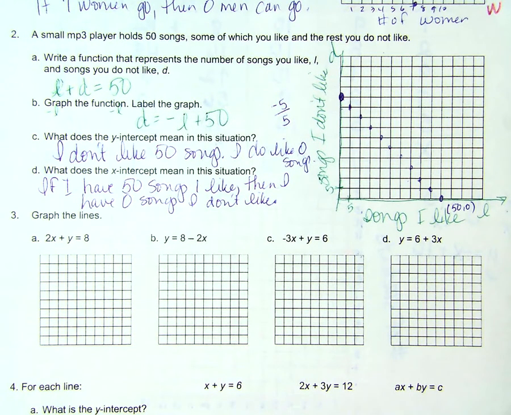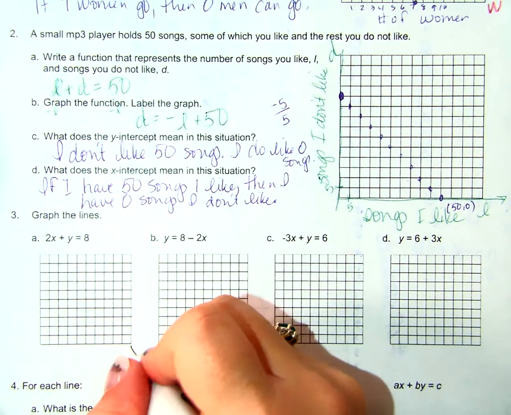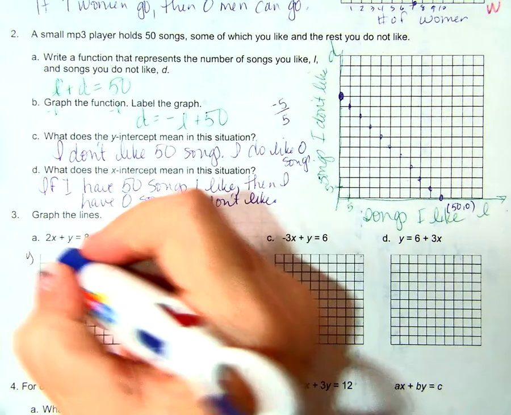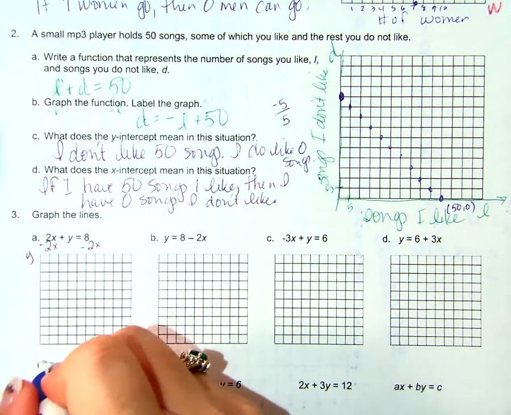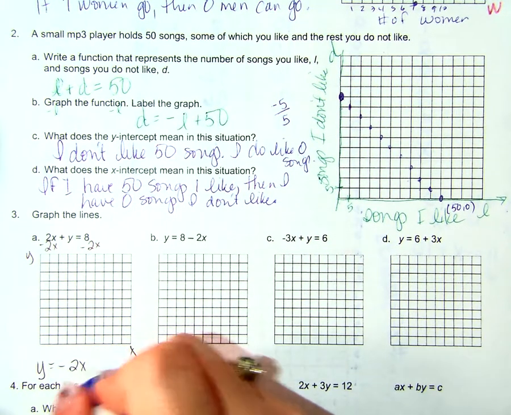How am I going to graph that line? I got to get it y equals, don't I? X and y are my 2 variables. I know this is my x and I know this is my y, so I need to subtract 2x from both sides. So y equals negative 2x plus 8.